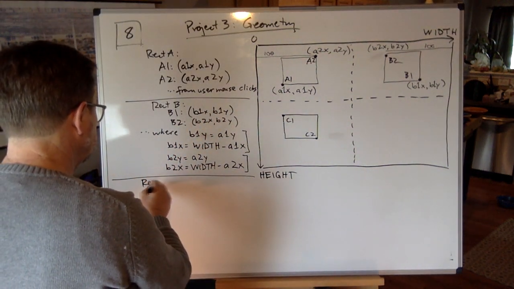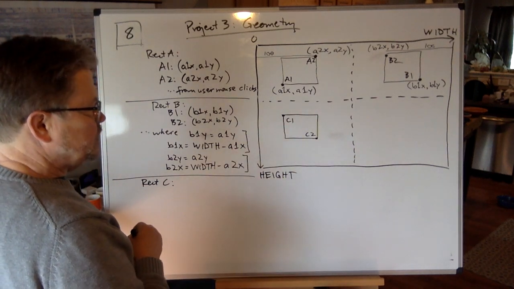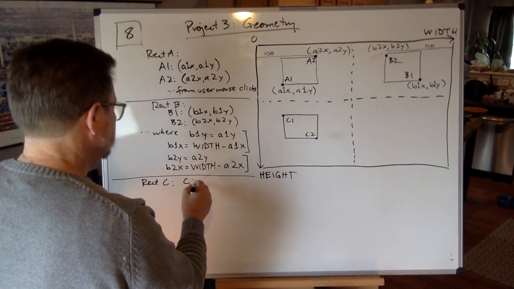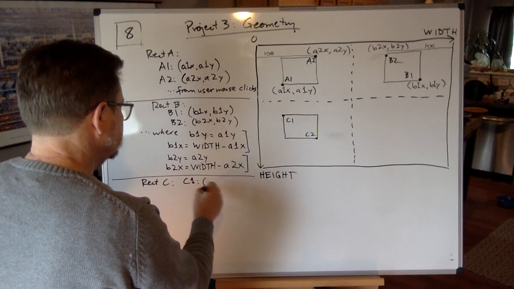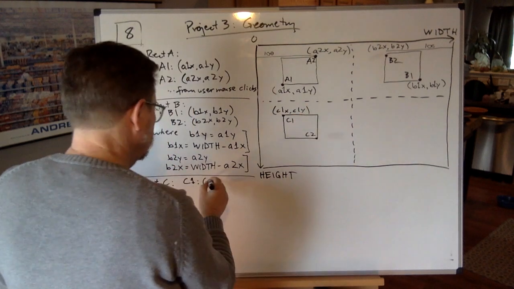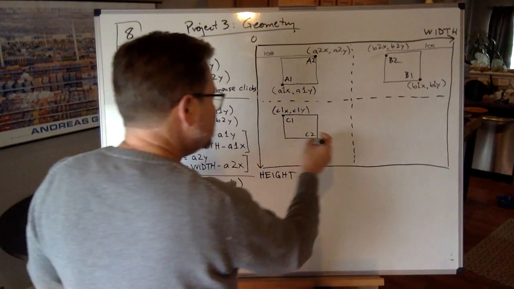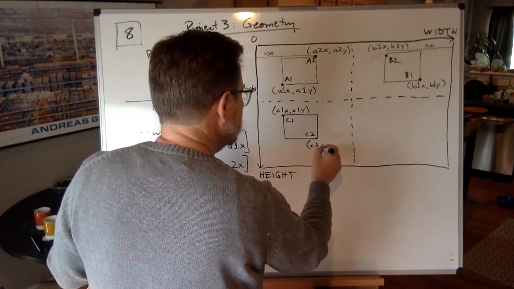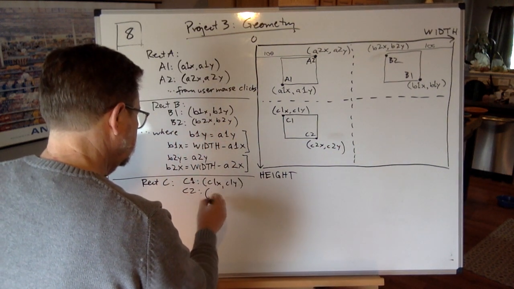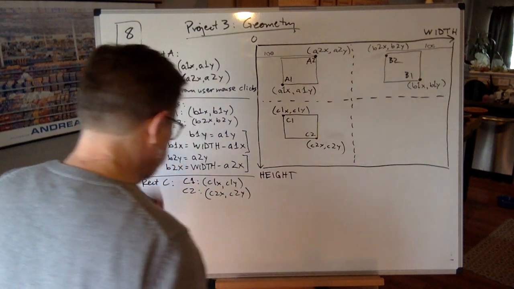And rectangle C has these two points at the corners that we'll have to send to the rectangle constructor. C1, getting nervous about board space here too. C1 has these coordinates: C1x, C1y. C2 has these coordinates: C2x, C2y. Those variable names are getting kind of complicated, aren't they?